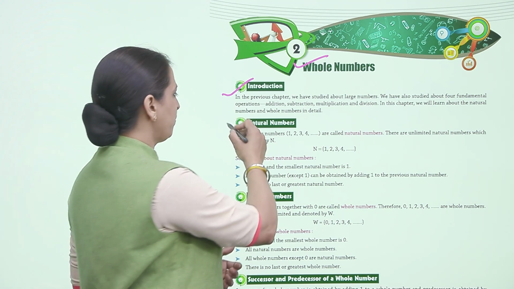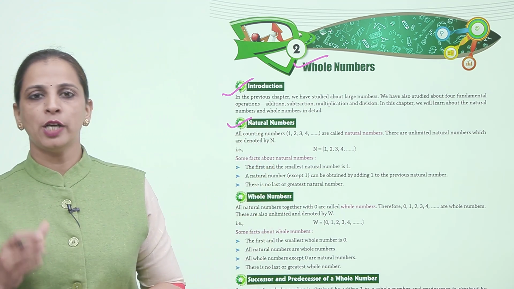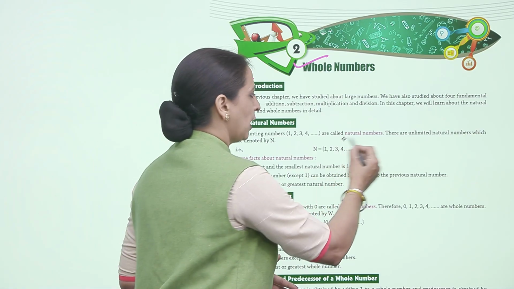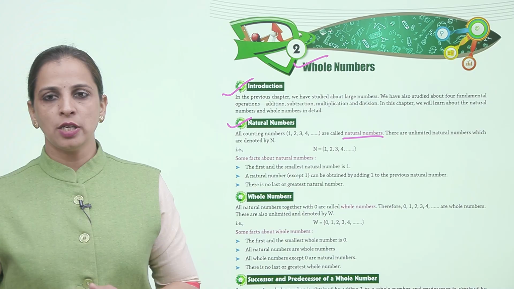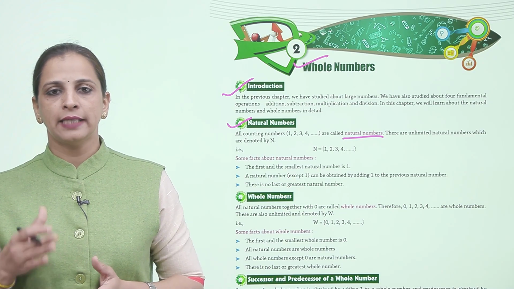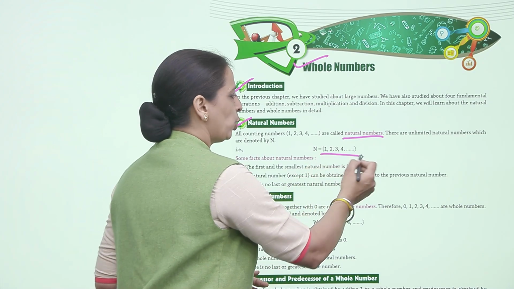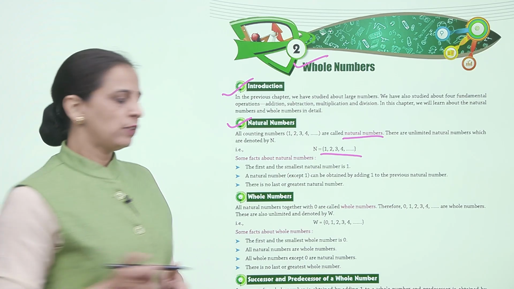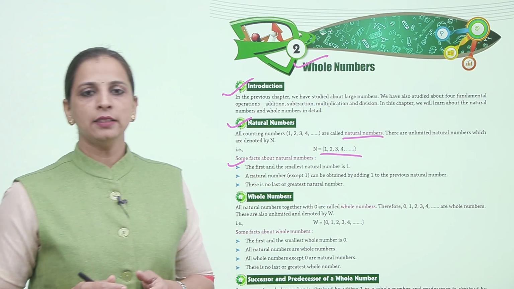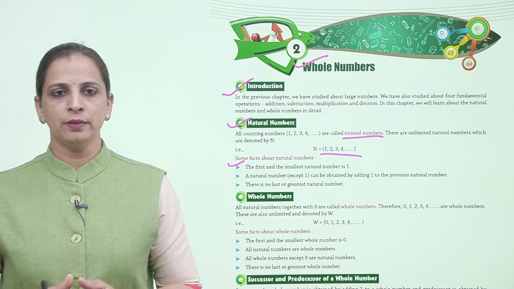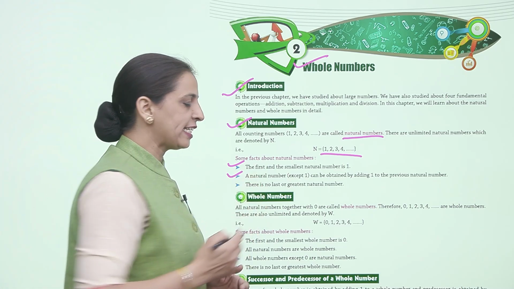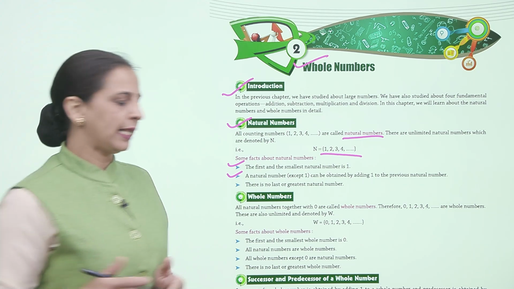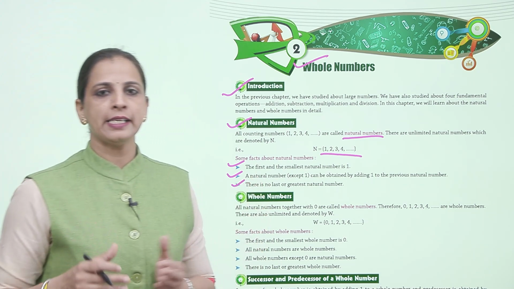Now natural numbers. All counting numbers 1, 2, 3, 4 and so on are called natural numbers. There are unlimited natural numbers which are denoted by N. That is, N is equal to 1, 2, 3, 4 and so on. Some facts about natural numbers. First, the first and the smallest natural number is 1. Next, a natural number except 1 can be obtained by adding 1 to the previous natural number. Next, there is no last or greatest natural number.